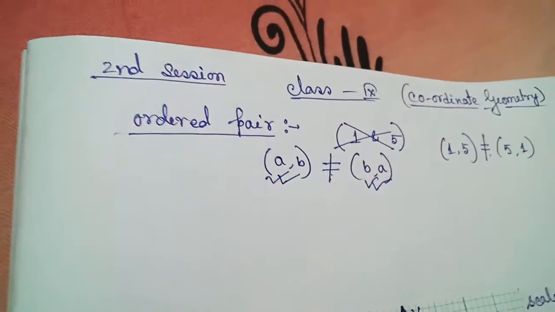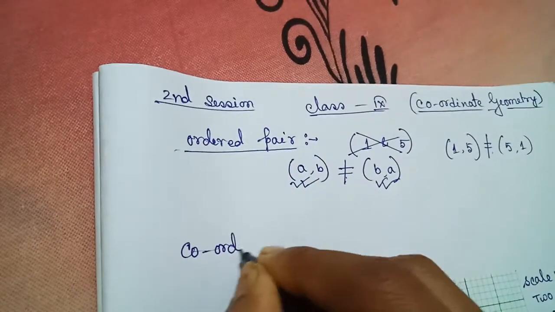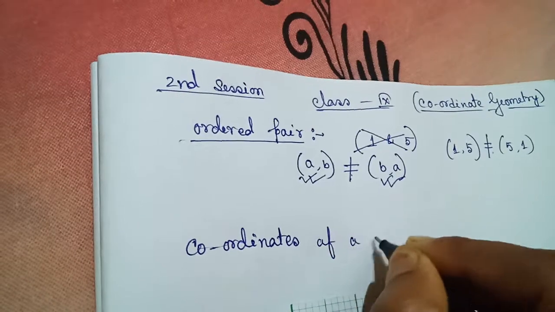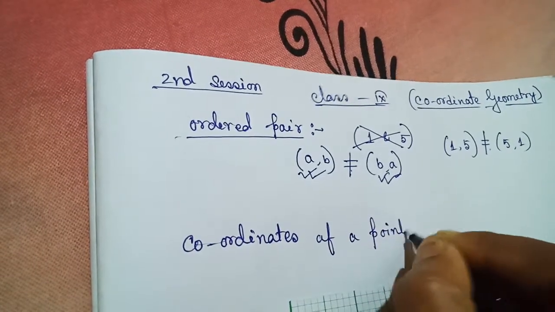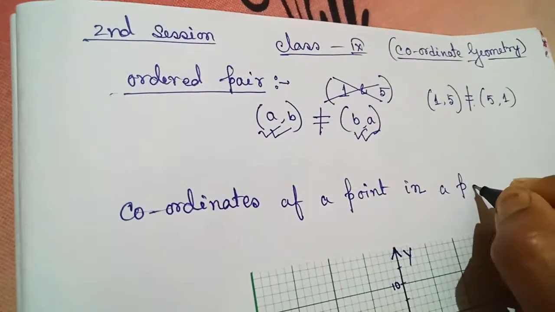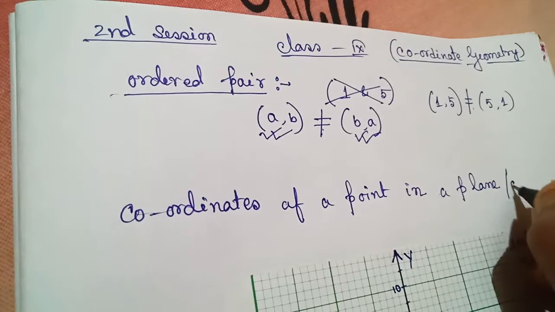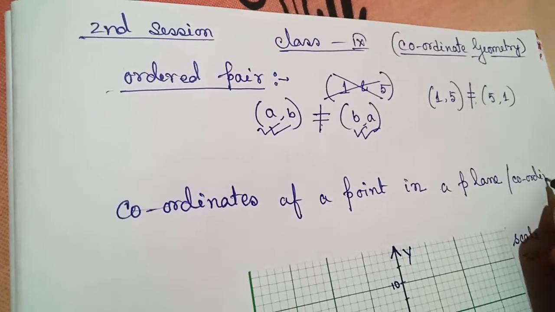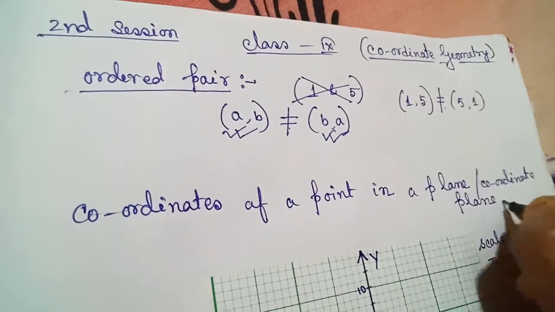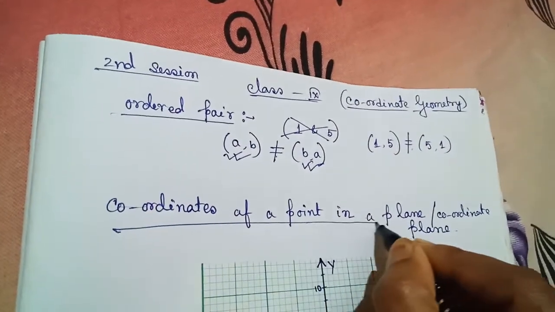So our next heading is coordinates of a point in a plane. Plane means it's coordinate plane. Okay, so this is the second heading.